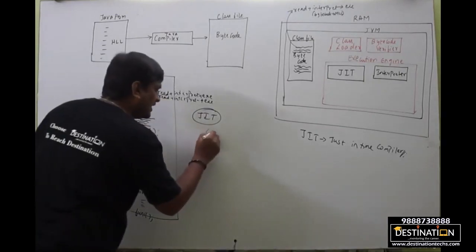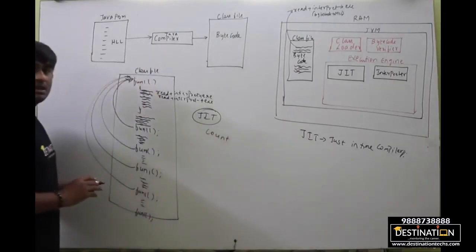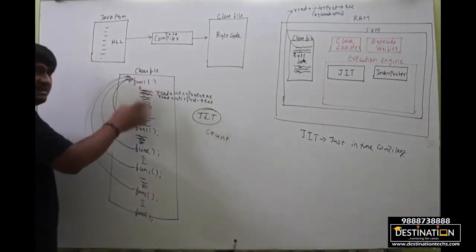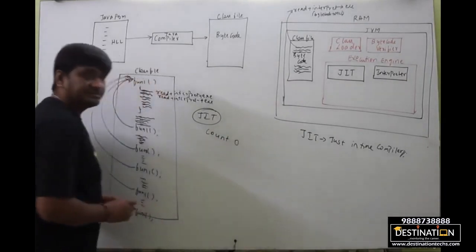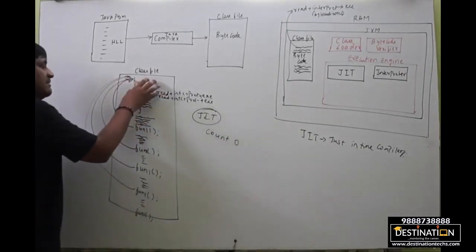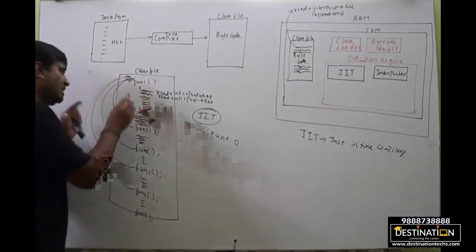It will make use of one variable called count. And it will check how many times that method is getting called. Always the initial value of the count will be 0. Now, the first time I am executing the fun1 method, how will it execute? Like this only.